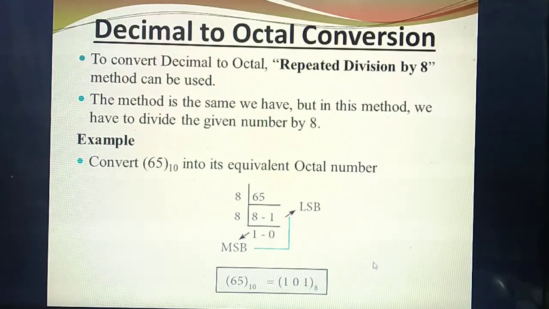Second heading, write decimal to octal conversion. Have you written? Then write this question. Convert 65 base 10 into equivalent octal number. Write this example with the answer. Write this example with your answer. In your notebook write first.